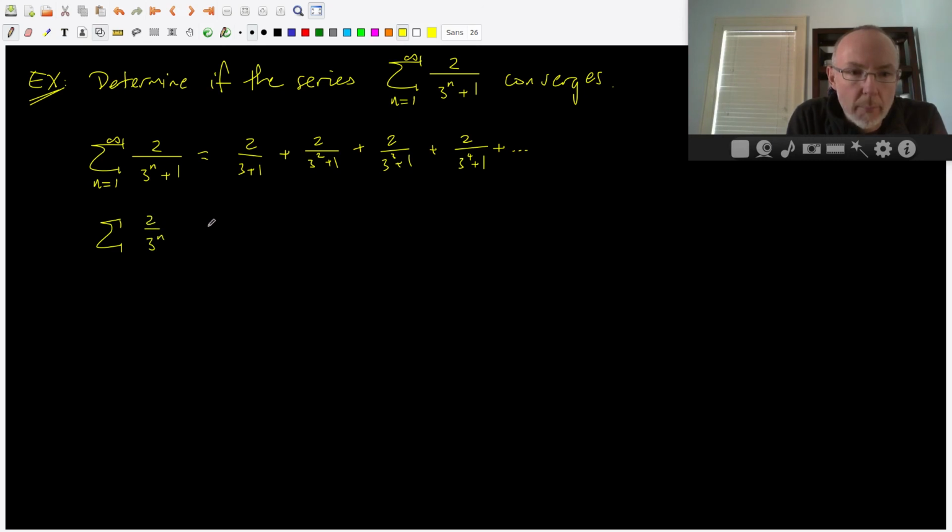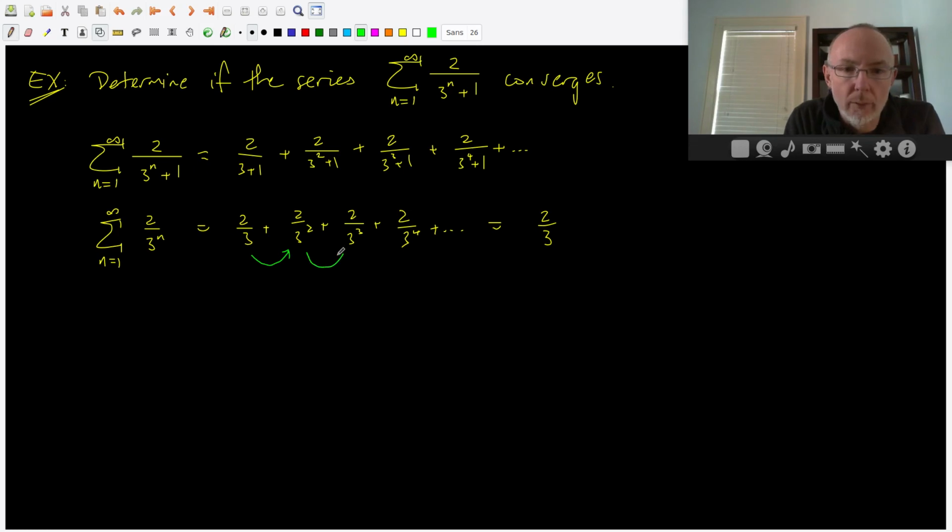It reminds you of a geometric series without that 1 in the denominator. Because remember, the defining quality of a geometric series is that moving from term to term, all you're doing is multiplying by a number. We call that number r. And so going from there to there, all we did was multiply by a third. Going from there to there, we multiplied by a third.